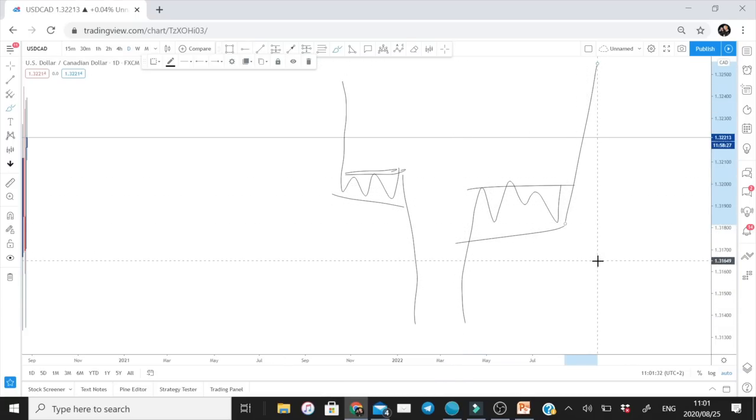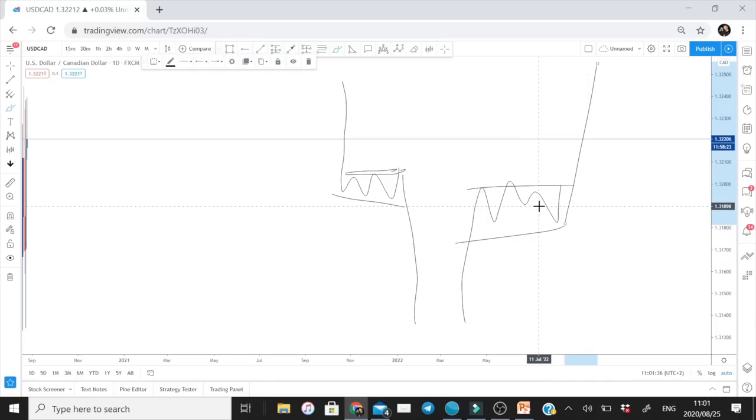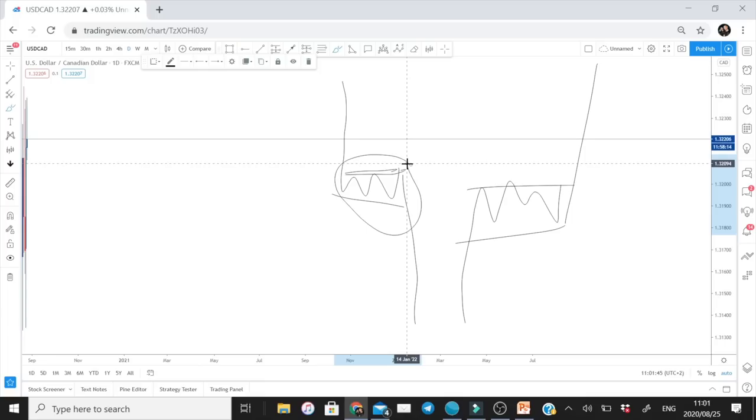So impulse moves, guys, are literally those big movements that occur within the markets. And corrections are those small phases where the market has been ranging between two prices but never breaks out, never exceeds or never decreases. So that's the correction phase.